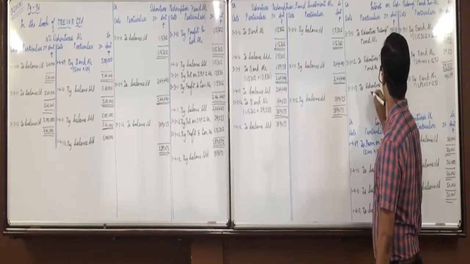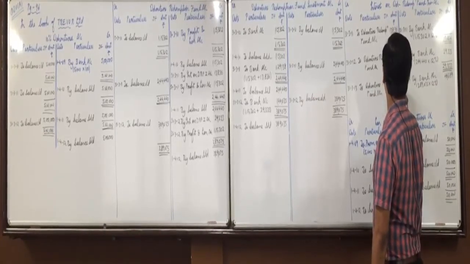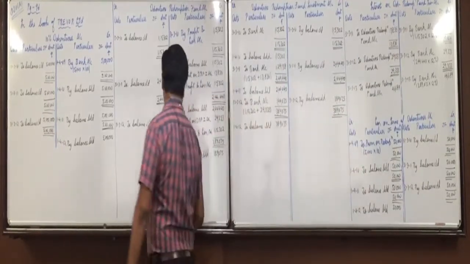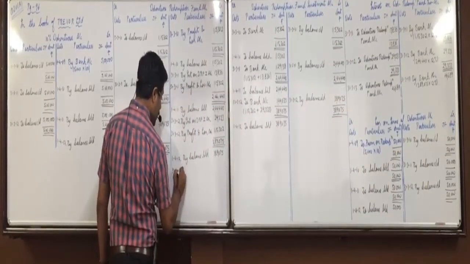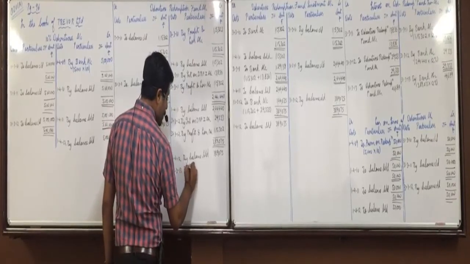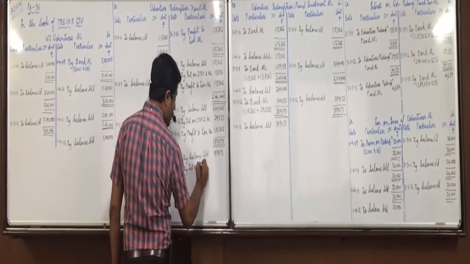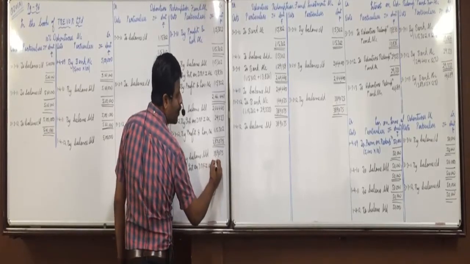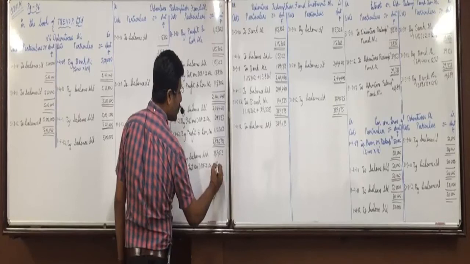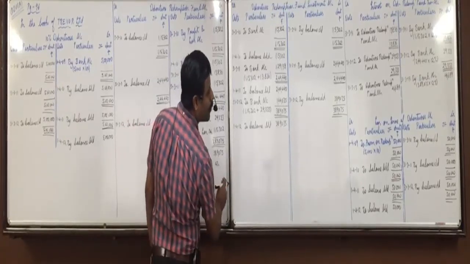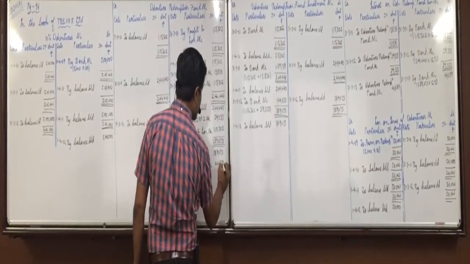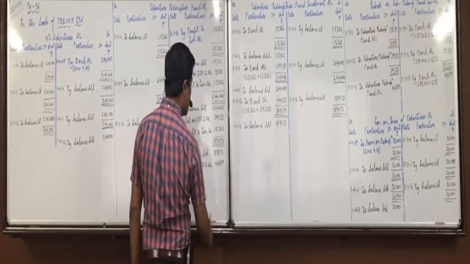Debenture redemption fund account, 466689. And on the fund account credit side, by interest on debenture redemption fund investment account, 4669. Did everyone understand this? Yes.